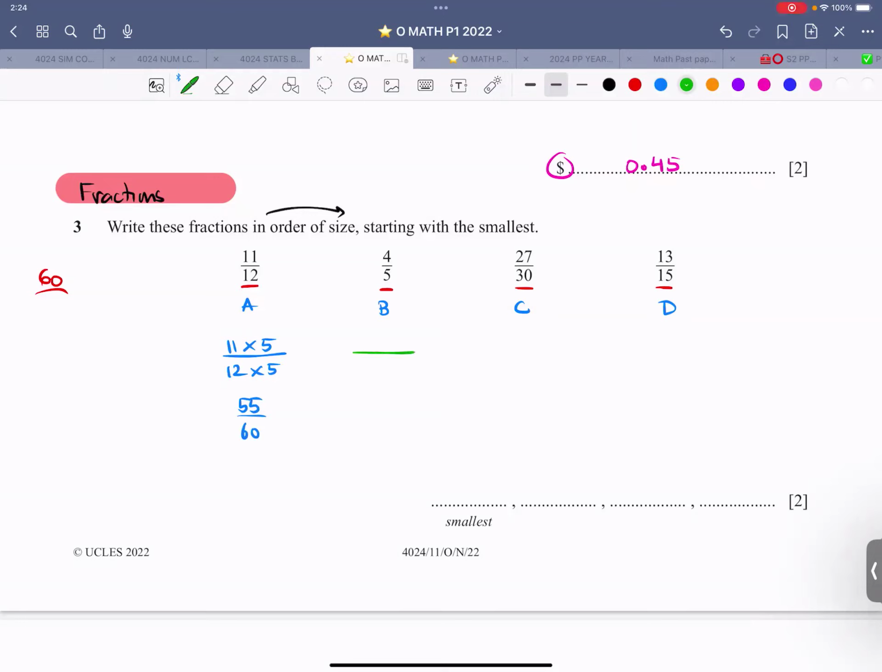Similarly, over here 5 into 12 will make it 60. So in the numerator, 4 into 12. When we multiply and divide by the same number, it's basically multiplication by 1. So I'm writing them as equivalent fractions. 4 into 12 is 48 over 60. Then we have 30. So I'll write 30 into 2, which is 60. So 27 into 2, which is 54 over 60. And last but not the least, that is 15. So 15 into 4 is 60. 13 into 4, that is 52. That is 52 over 60.